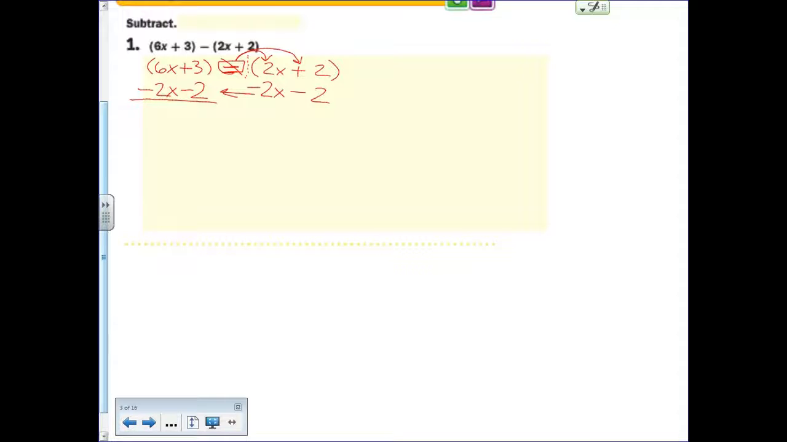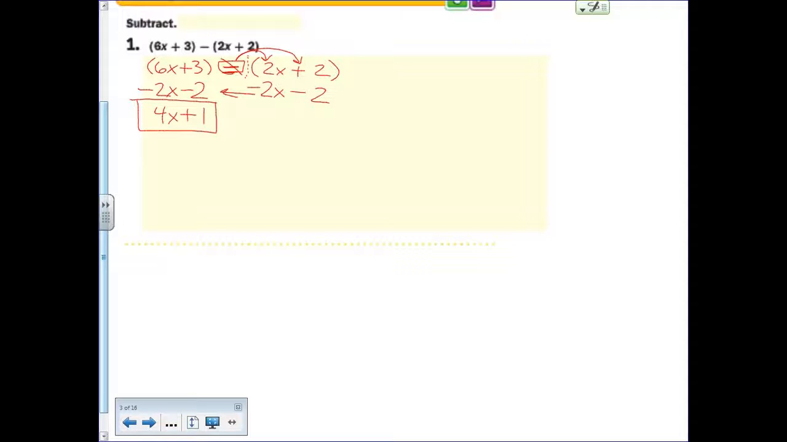Notice our signs are different in our constants. So this is like 3 minus 2. Take the sign of the bigger looking number, so it's positive 1. 6x minus 2x is 4x, and again, taking the sign of the bigger looking 6x makes it positive. So our simplified linear expression is 4x plus 1.